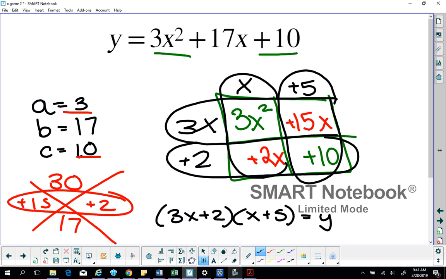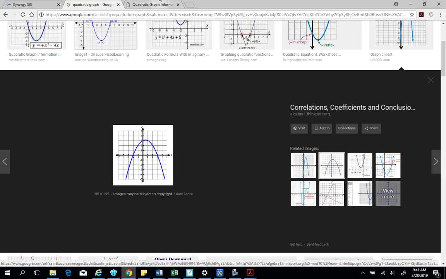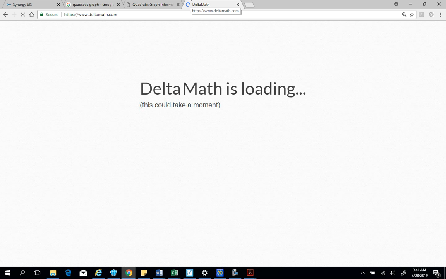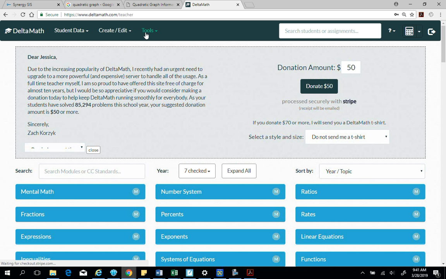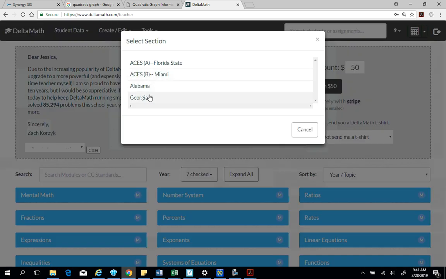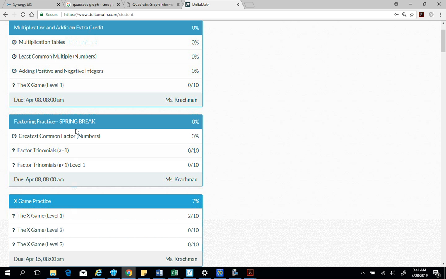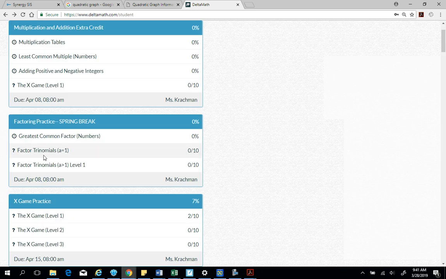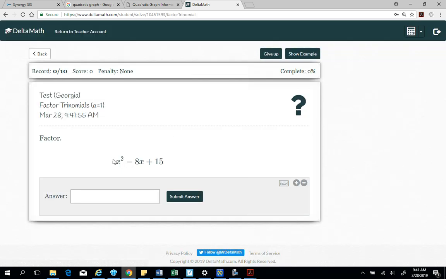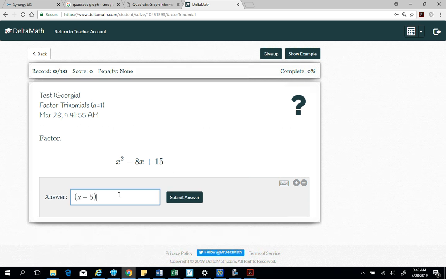Delta Math. Okay. So your Delta Math looks like this. Let me show you. It says factoring practice. The first one's just greatest common factor. So they want to know what the greatest common factor of these is, just practicing like what you would do in the box method. The second one is factoring when A equals 1. So it's already on one side, so you're just factoring. Your answer ends up being x minus 5, x minus 3.